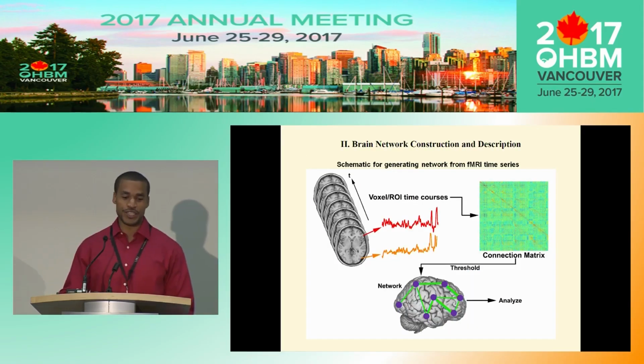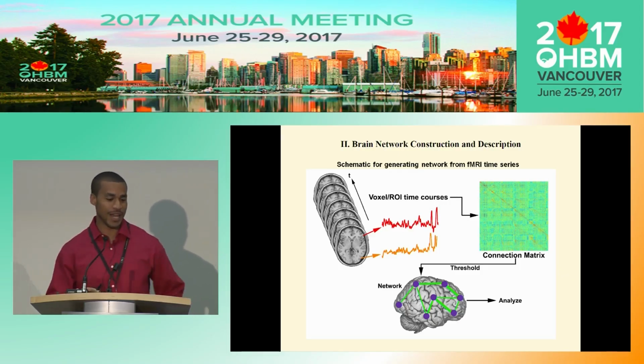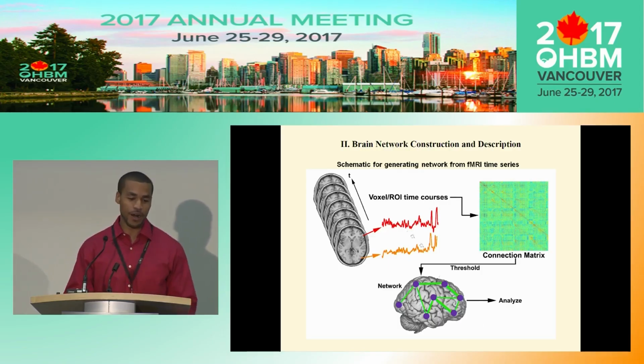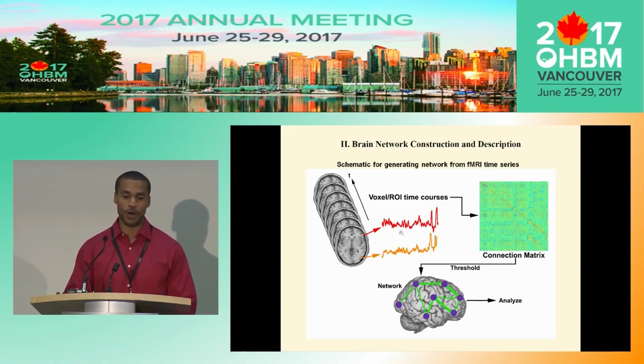So here's just a schematic for how we generate our network from fMRI time series. Most of you are familiar with this, so I won't belabor this slide, but basically we get our BOLD signal values over time from the various regions of the brain, depending on our parcellation scheme. And then we look for functional associations between all pairs of time series to give us our connection matrix.